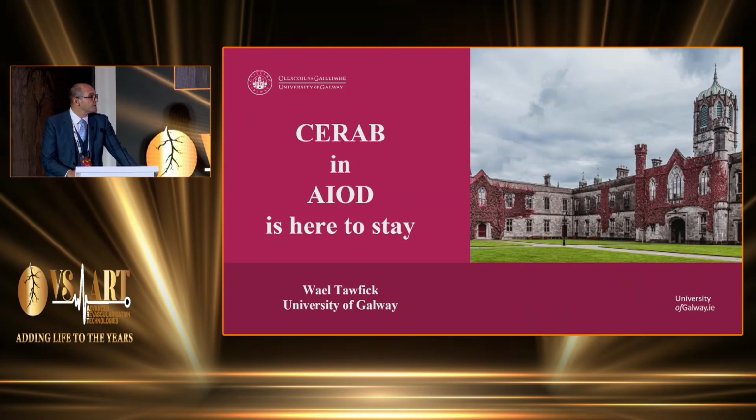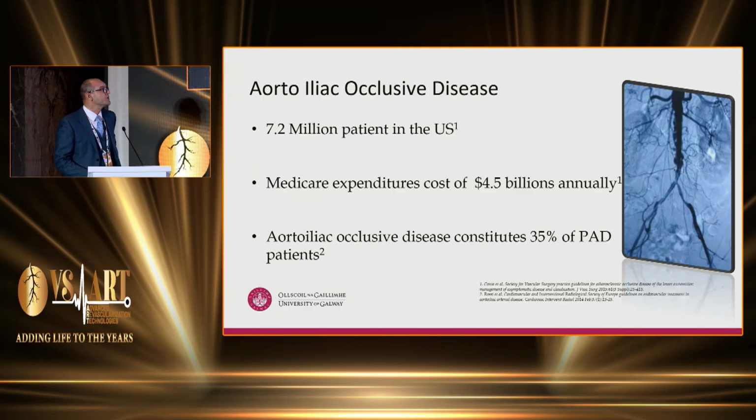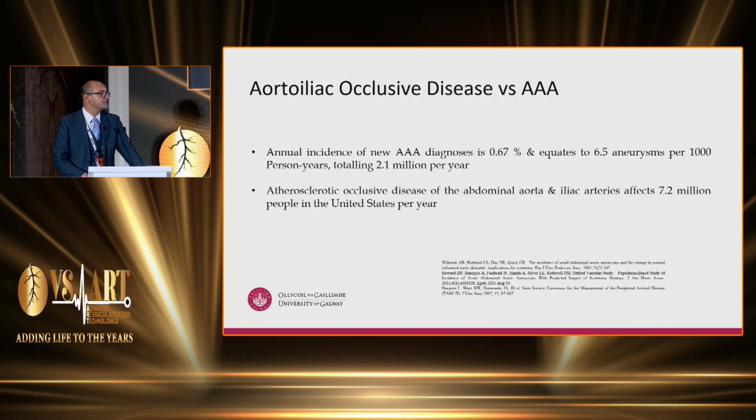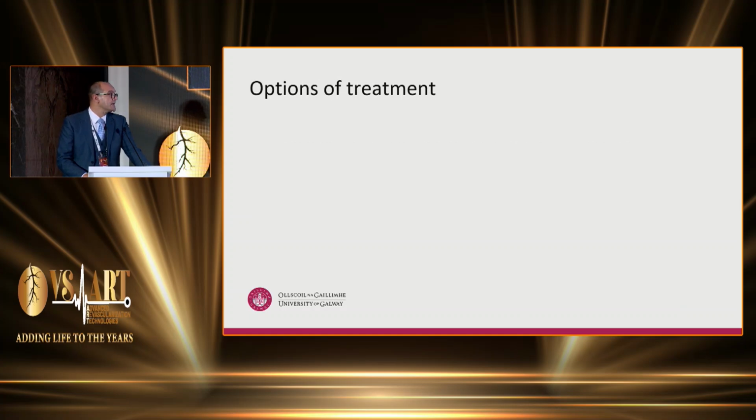Right. So going back to the topic of aortoiliac occlusive disease from the previous session, and it is very common. It affects over 7 million people in the US, and it actually is more common than abdominal aortic aneurysms. And more importantly, it does affect people in their productive age as well. Not all of these patients are elderly.